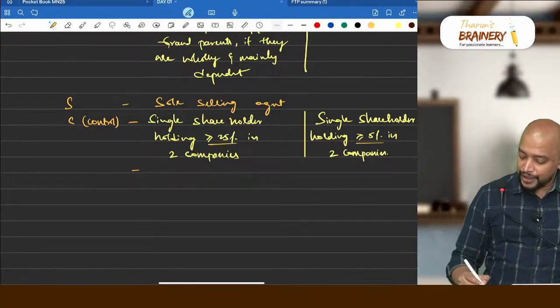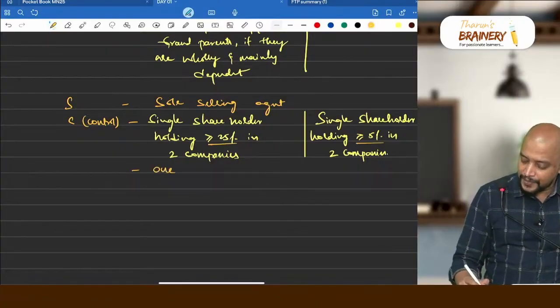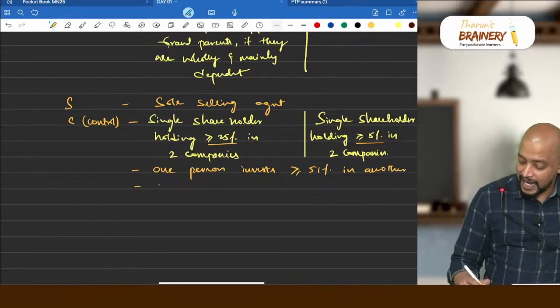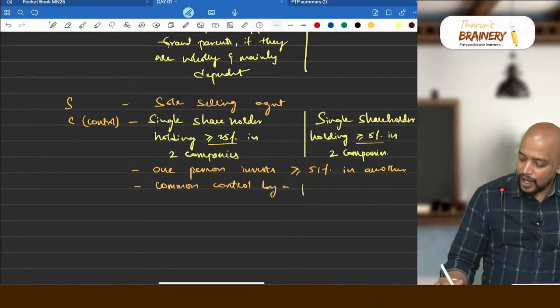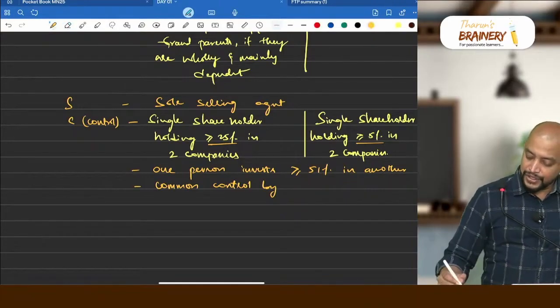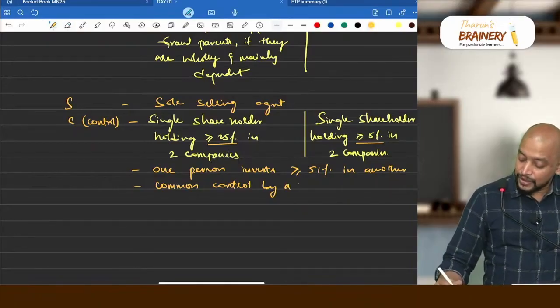Then another point in control is that one person invests greater than or equal to 51% in another. This is common in both the places. Then we have common control by a third person. Common control by a third person means two companies having the same parent company, like two individuals having the same father but different mother, like that.